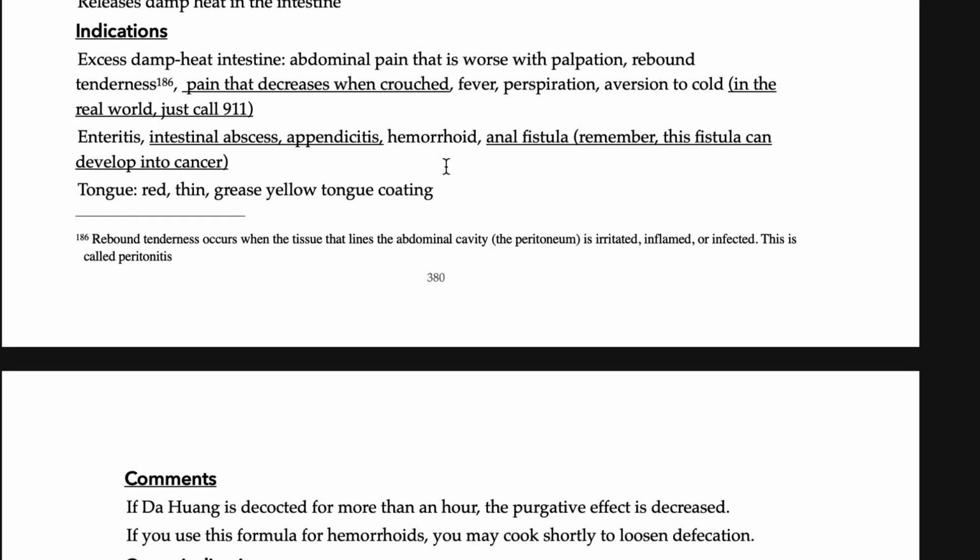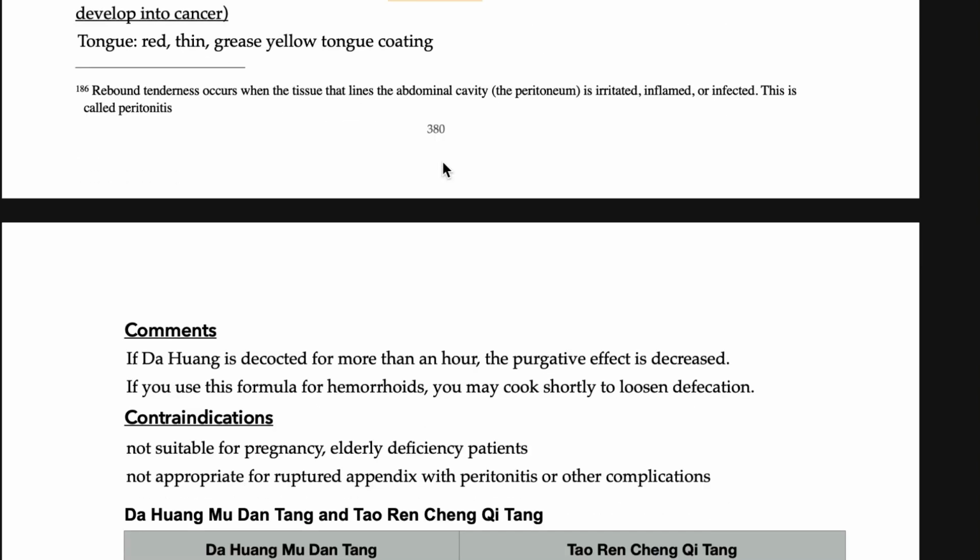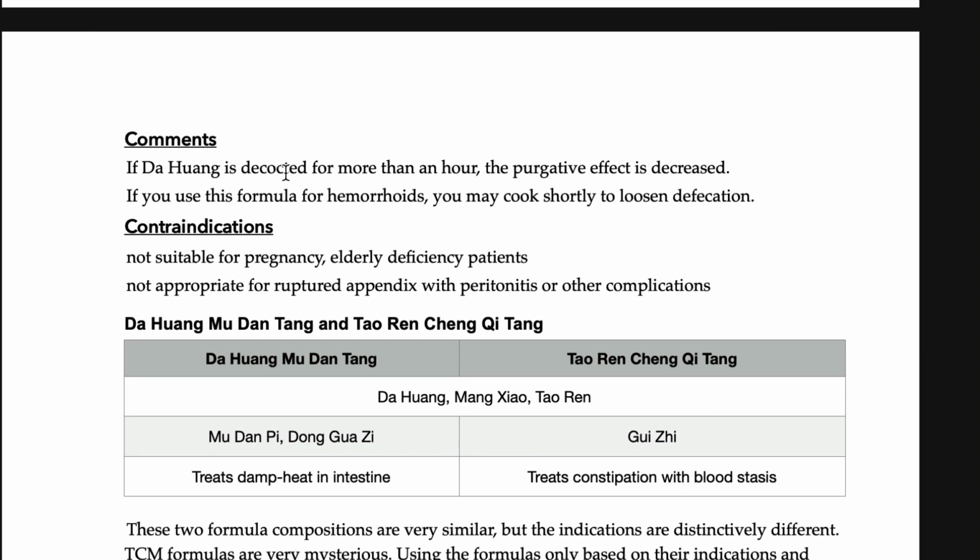And actually, in your office, you will have a chance to use Da Huang Tang with enteritis and hemorrhoid. Actually, hemorrhoid. So I use this formula for hemorrhoid patients. And if Da Huang is decocted for more than 1 hour, actually a little bit more than 30 minutes, half an hour, the purgative effect is decreased. Based on research, after 30 minutes, the effect goes down dramatically. So if you use this formula for hemorrhoid, you may cook shortly to loosen the defecation. So it depends. If you need your patient to have a loose stool, decoct shortly.